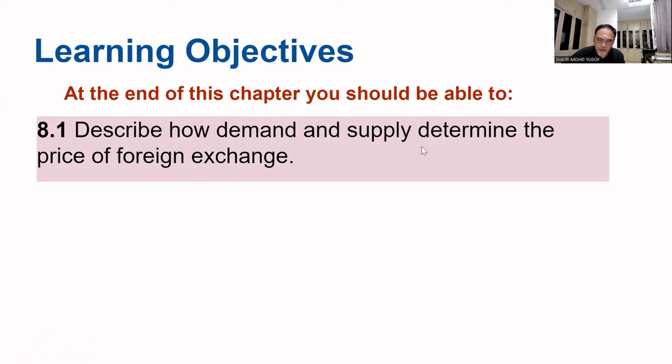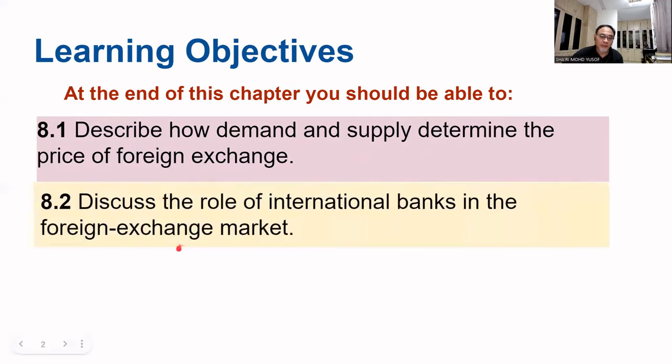By the end of this chapter, you should be able to describe how demand and supply determine the price of foreign exchange. This is probably a review of a little bit of the economics of money. Then discuss the role of international banks in the foreign exchange market. This is going to be the bulk of this chapter.